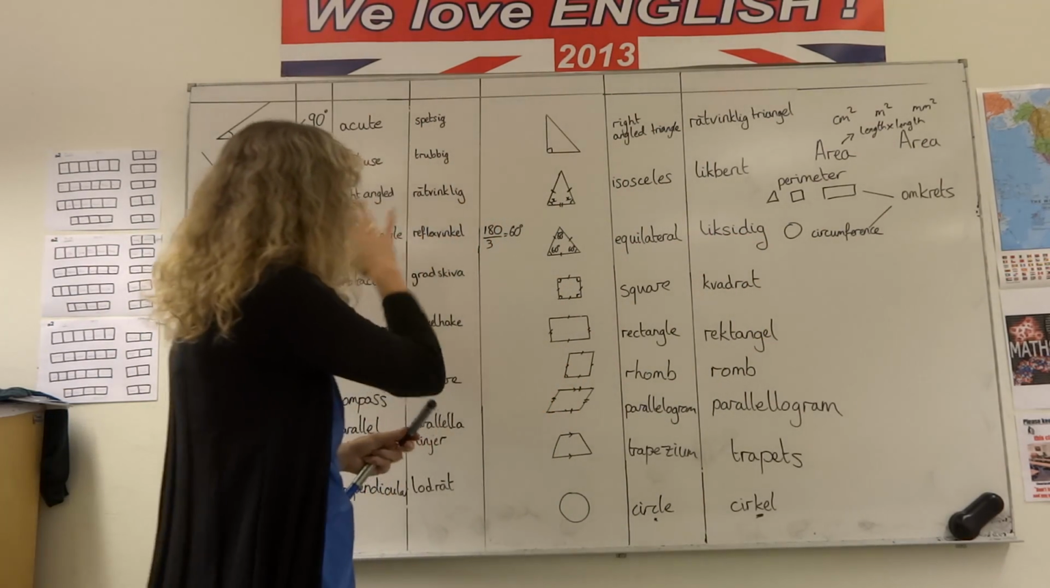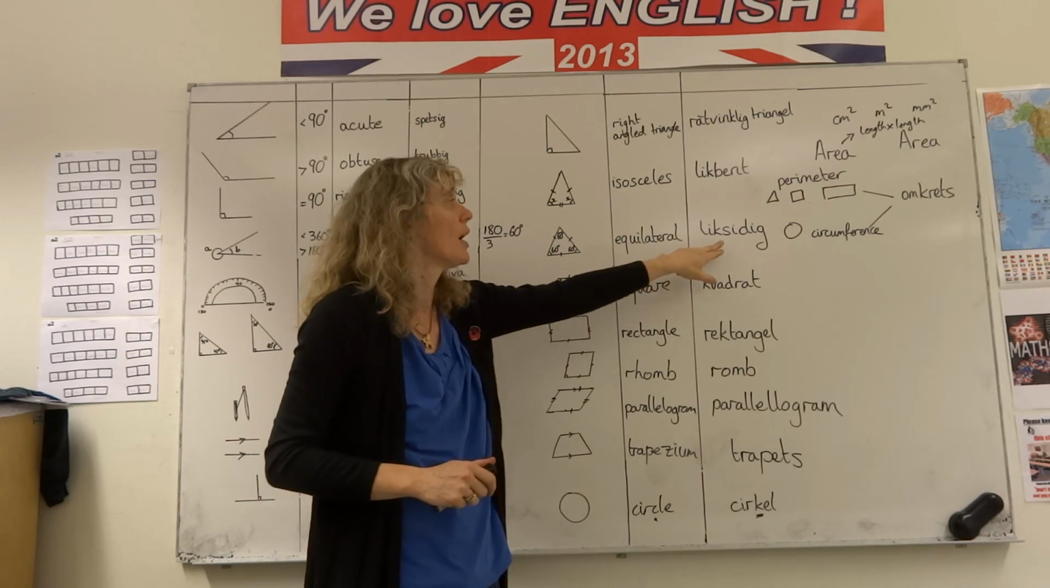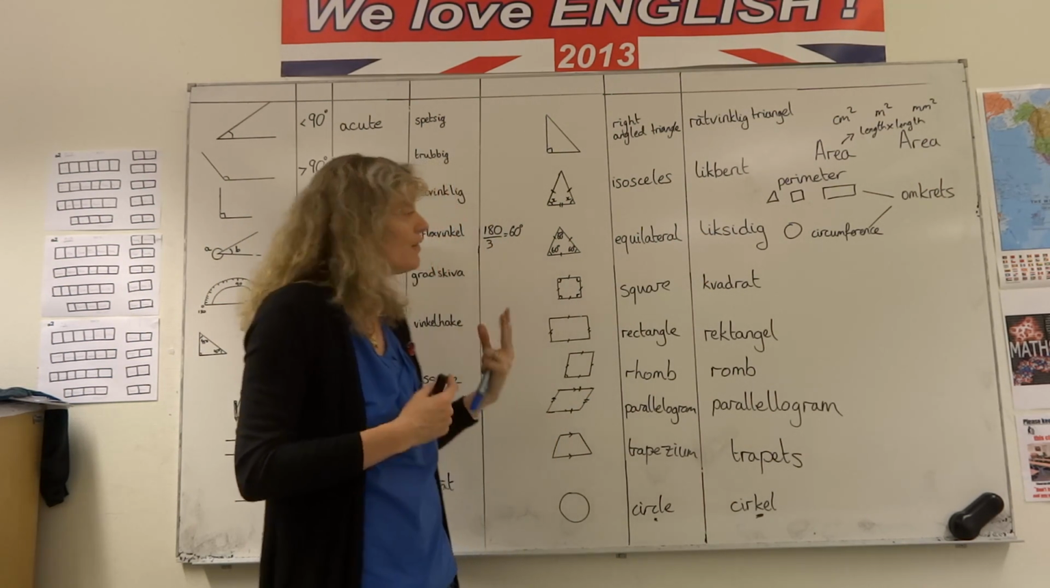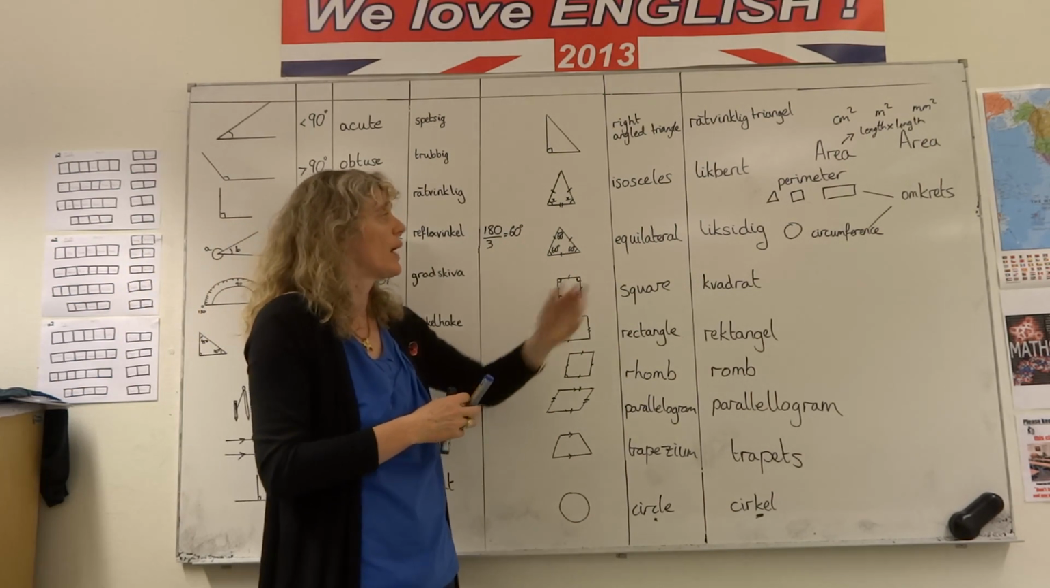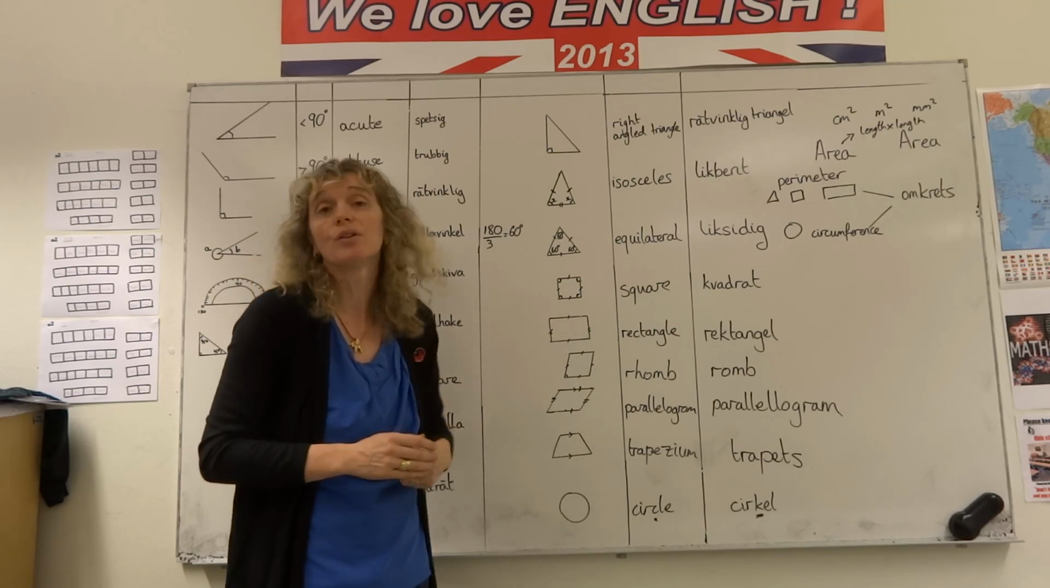So these are all the geometry terms you need to know and understand the words in English as well as the Swedish words. And if you get confused, if I'm talking about an equilateral triangle and you forget what it is, don't forget to ask and we'll just give you the Swedish word as well.